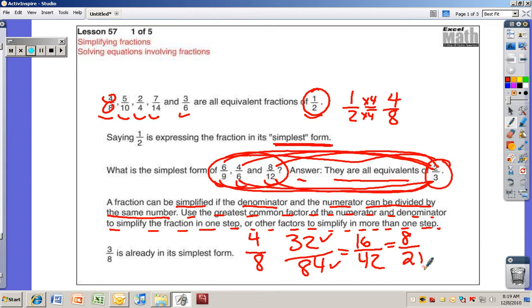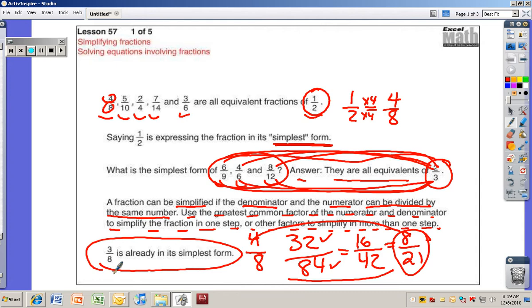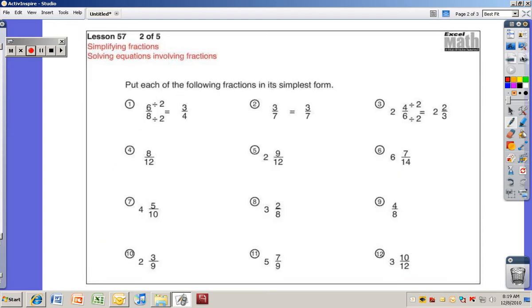So what is the greatest common factor of 8 and 21? Well, the only numbers that you can divide 21 by are 7 and 3, and you can't divide 8 by either one of those numbers, so this fraction is simplified. That's kind of the long way to get the answer. If you know the greatest common factor, you can just go straight to the answer instead of going through all those steps. And it tells you down here that 3/8 is already in its simplest form. You cannot simplify the fraction 3/8. Sometimes I refer to that as reducing, because that's the way that they taught me when I was a kid, so it's kind of stuck in my head.